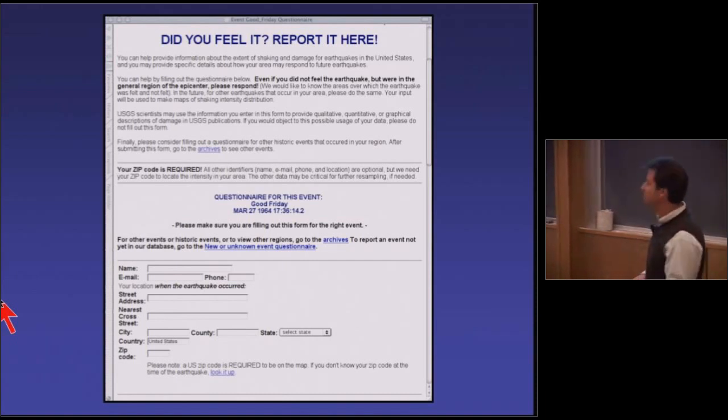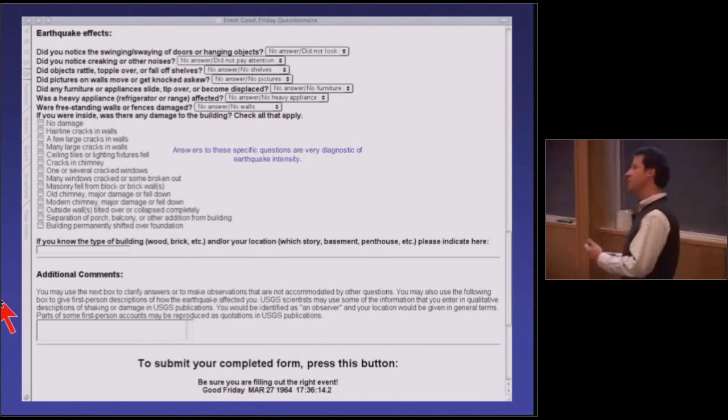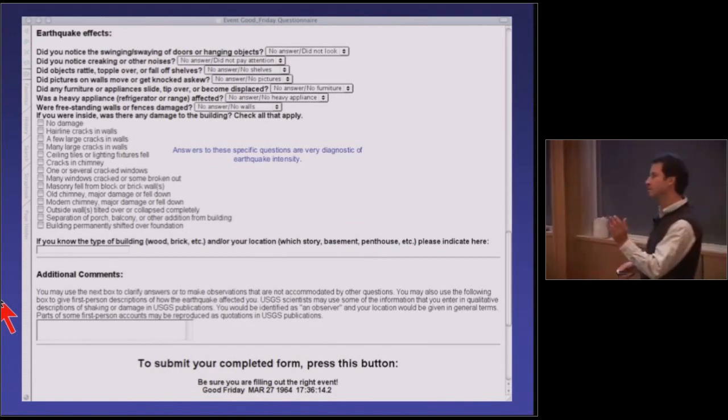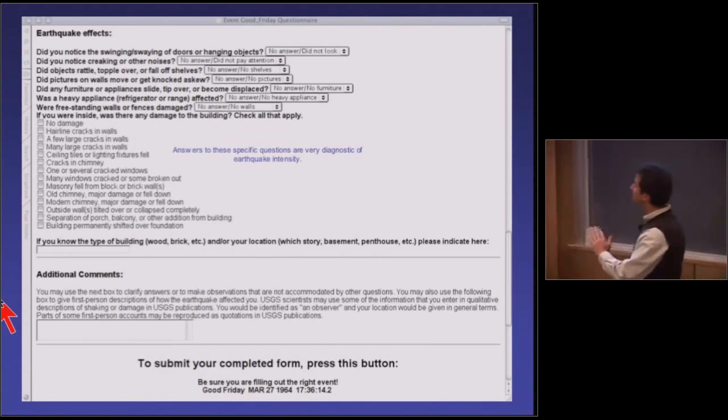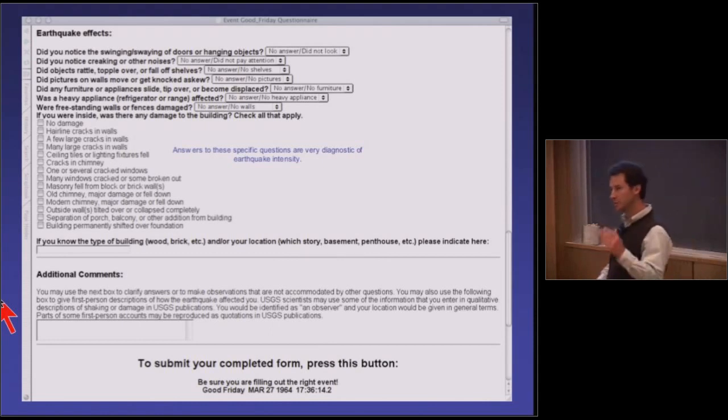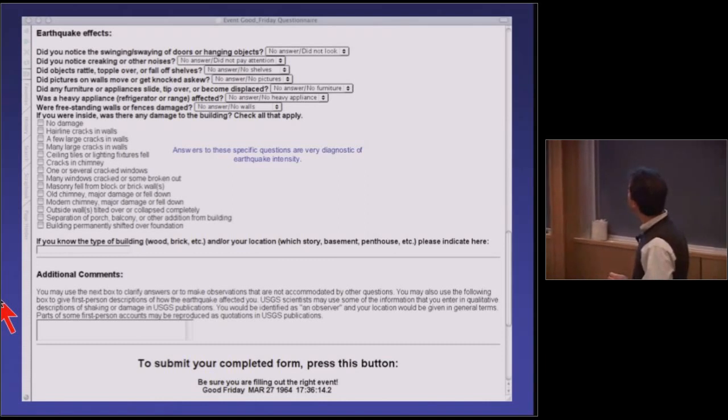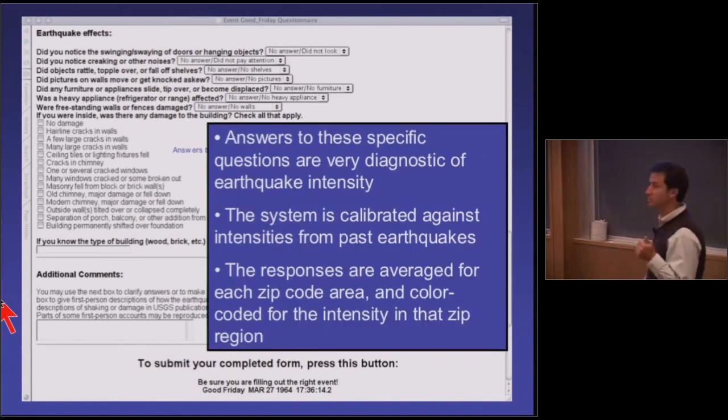And then you start answering questions. Did you feel the earthquake? Did people around you feel the earthquake? Did pictures get knocked askew? Did things fall off the shelves? And so on down to higher levels of shaking. Ultimately, you get down to questions that have to do with damage. Did the chimney crack? Did the chimney fall off? These are very simple questions, but the answers to these questions are very diagnostic of the shaking level.